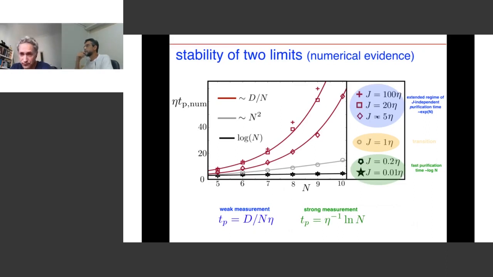So the weak measurement regime, which would correspond to purification time scaling exponentially with system size, describes well the numerical simulations for J's being larger than 5 eta. And conversely, the results where we predict a logarithmic in n increase of the timescale for purification describe well the data for J's below 0.1 eta. In between, the transition happens, and specifically for J equals eta, we find that the typical timescale for purification actually scales with n squared.